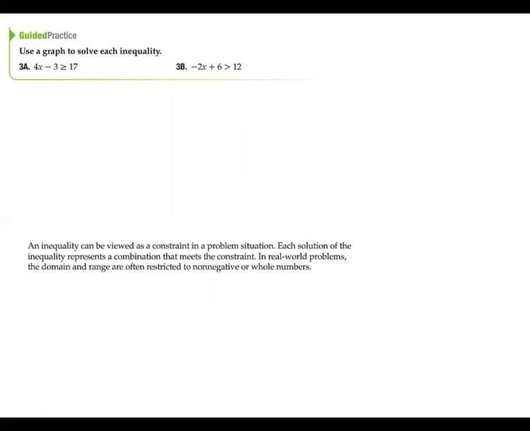An inequality can be viewed as a constraint in a problem situation. Each solution of the inequality represents a combination that meets the constraint. In real-world problems, the domain and range are often restricted to non-negative or whole numbers.